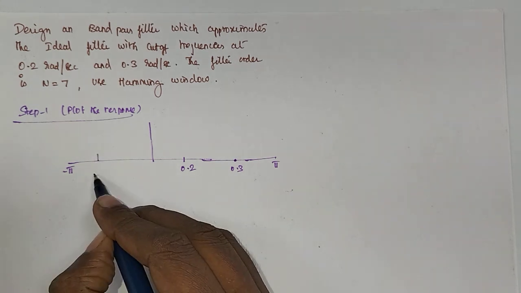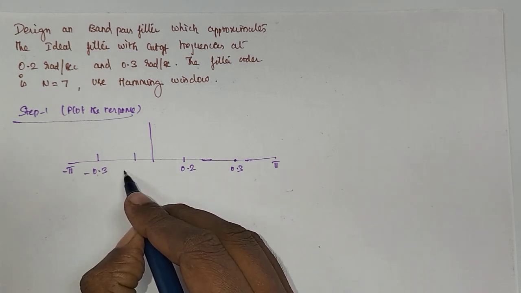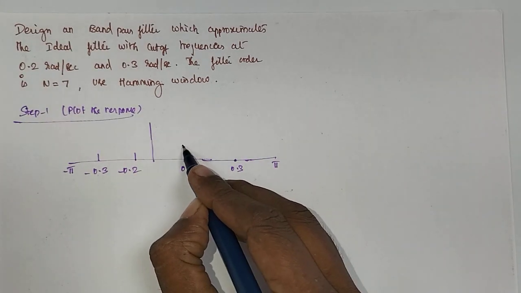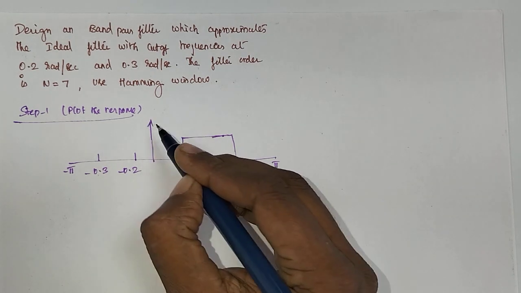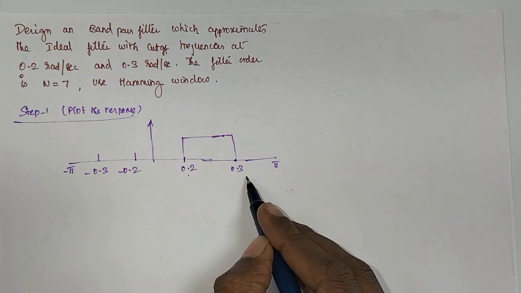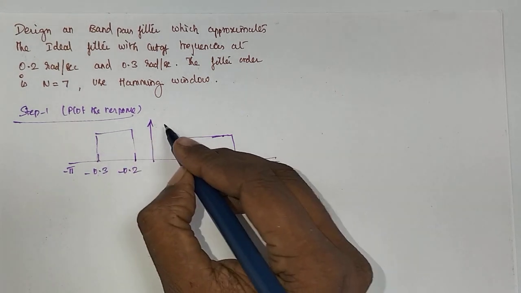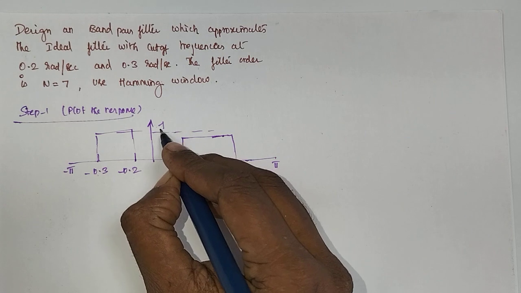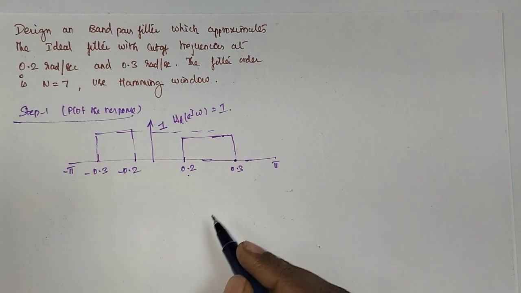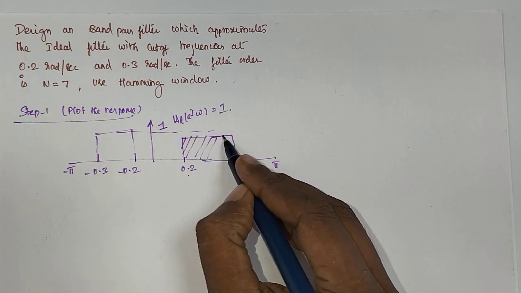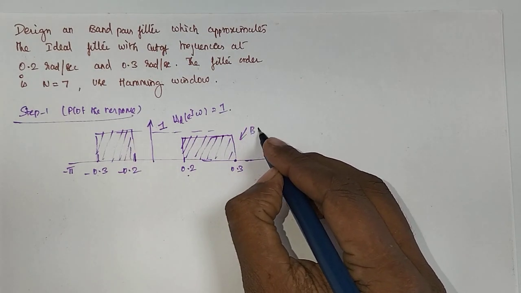Again, it is minus 0.3 and minus 0.2. The response has the maximum signal between 0.2 and 0.3, and similarly it is symmetric about 0, where the value is equal to 1, that is HD of e power j omega is equal to 1. So from this we identify the filter as a bandpass filter.